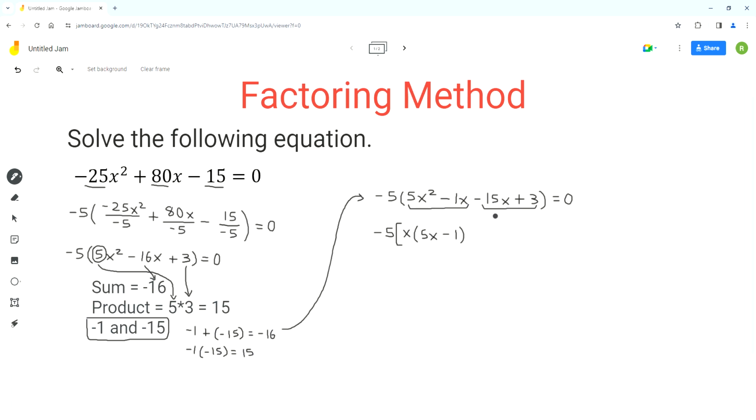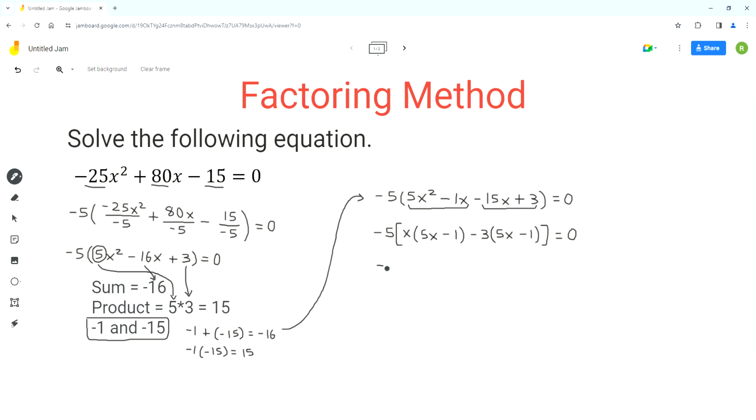And now in the second pair, the first term is negative, so we should factor out a negative term. We know 15 and 3 are evenly divisible by 3, so we can factor out a negative 3. We cannot factor out an x because there is no x with 3. So now we are left with 5x minus 1, because negative 15 divided by negative 3 is positive 5, and positive 3 divided by negative 3 is negative 1. So this is our expression when we use grouping.